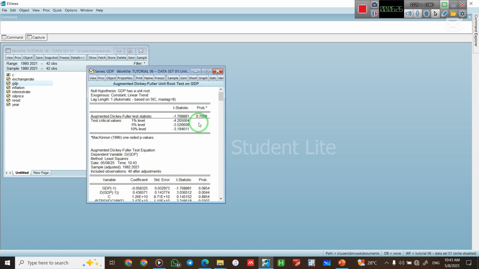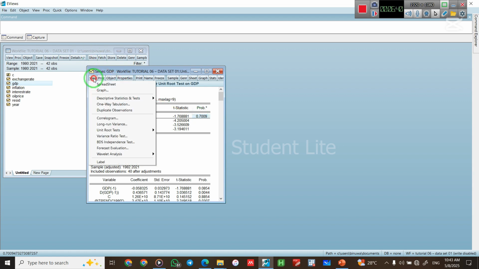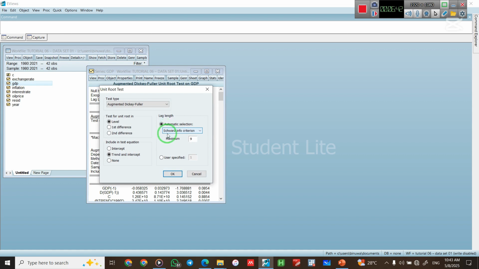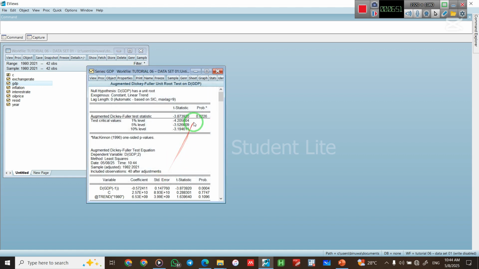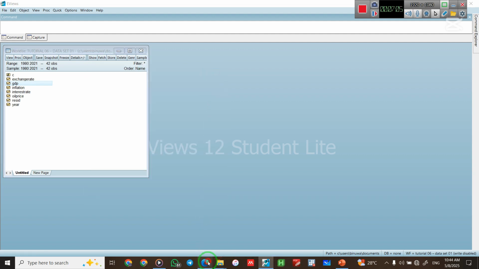So we can see that the probability value of the ADF test is greater than 0.05. That means the GDP is not stationary at its level data. So I'm going to View again, Unit Root Test, standard unit root test, instead of the level data, now we are going to check the stationarity at first difference, so I will press OK. Now the probability value is less than 0.05, which means the GDP is stationary at its first difference, right? So now we are done with the second part of that question.